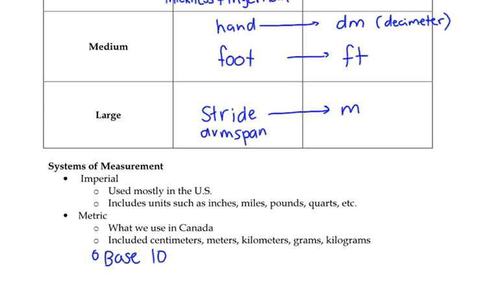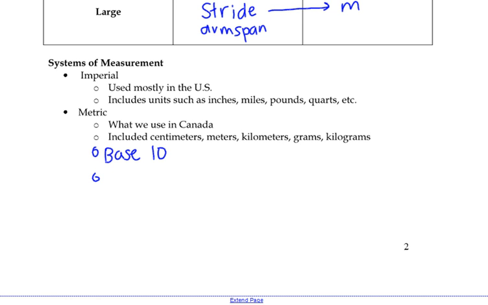So metric, give me some examples of metric units. Centimeters. What else? Kilograms. Meters. Kilometers. Grams. Liters. Yeah, our base units are liters, grams, and meters. The 3 base units. Milliliters. Yeah, so milliliters would be with base unit liter. So much easier.